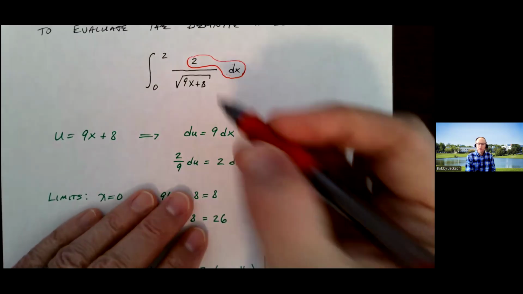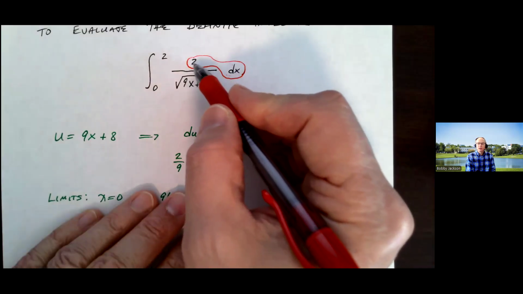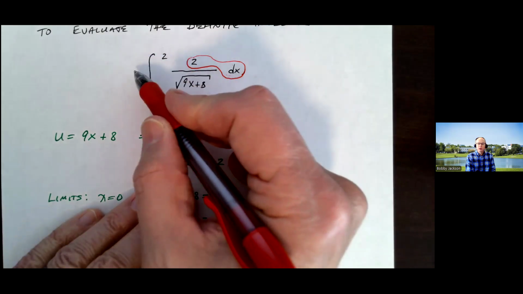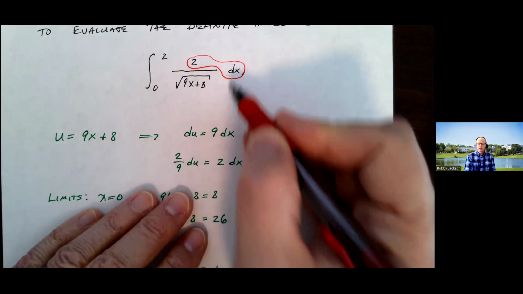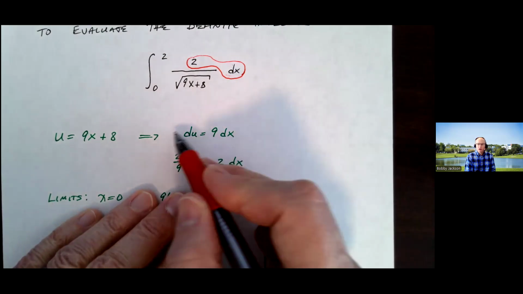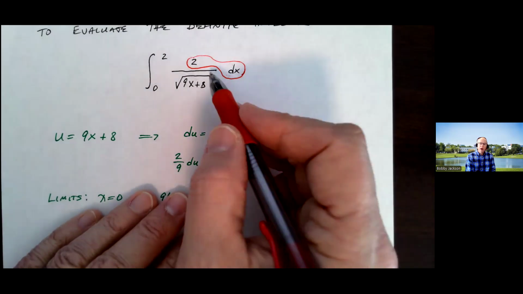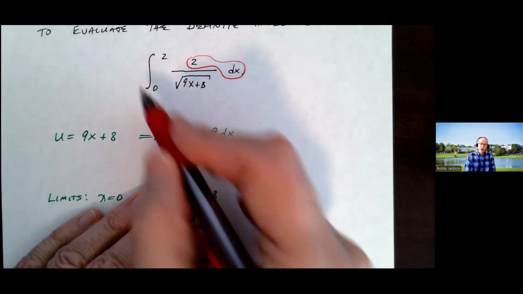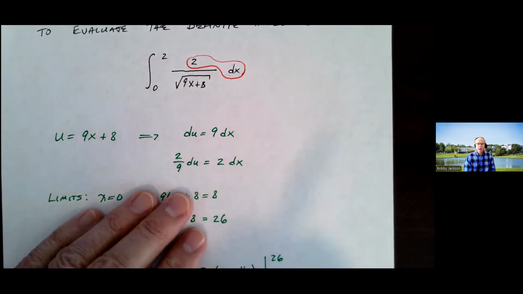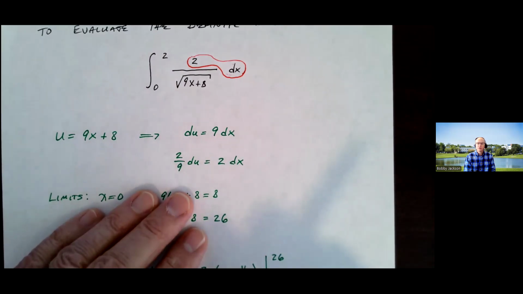Now, alternatively, you could take this constant multiple 2 and pull it out by the linearity properties for integration, and then you're just left with dx. And I can solve for dx by dividing by 9 or multiplying by 1/9. But when you pull that 1/9 out, what's going to happen? The 2 times the 1/9 will give you 2/9. So same thing. If you do it the other way, it's basically the same thing, and that's fine.